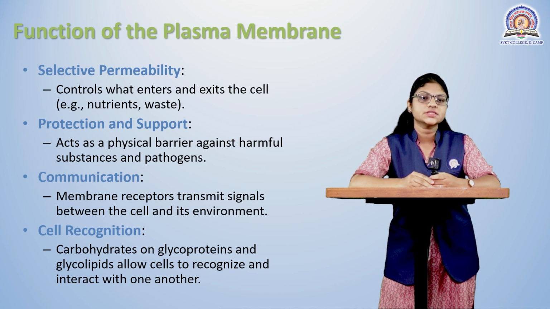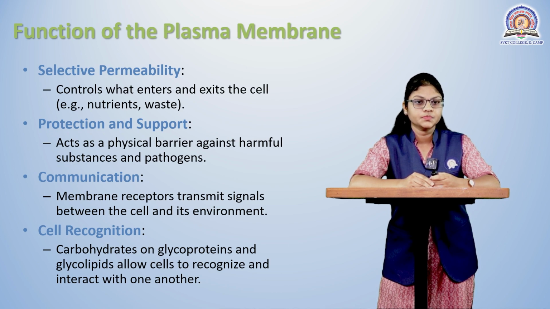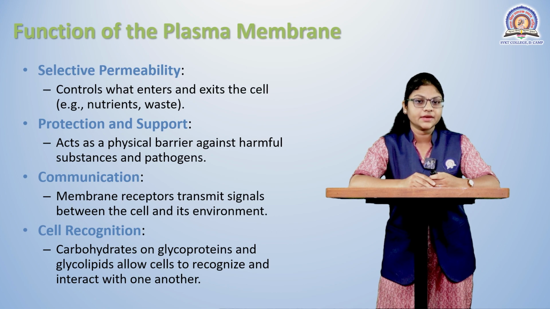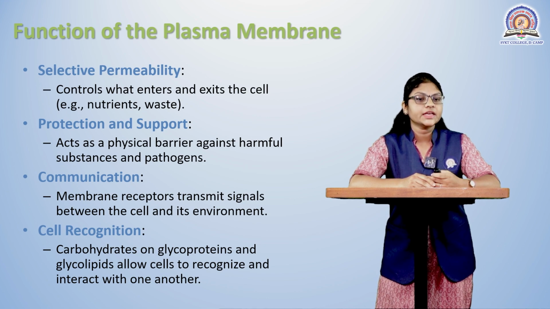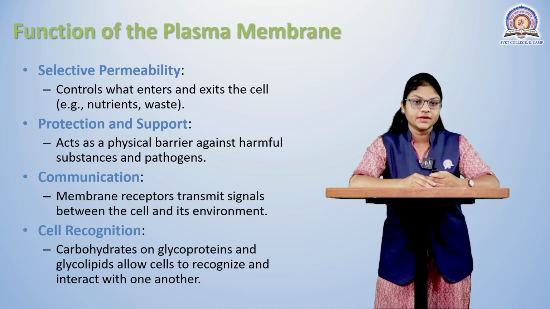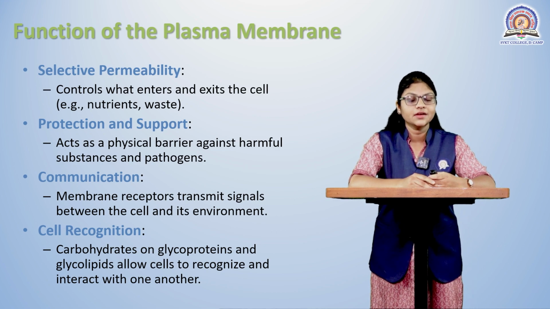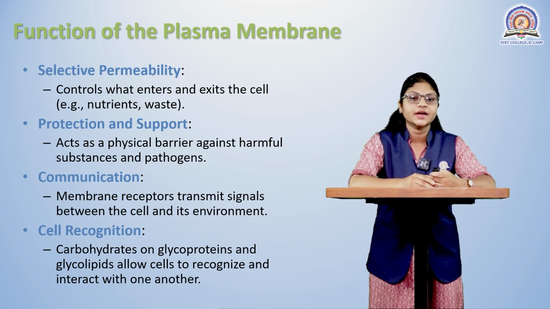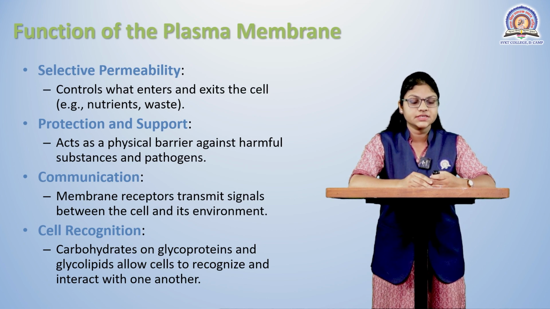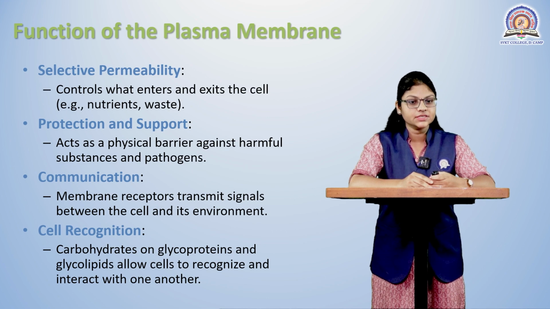The second function is protection and support. It acts as a physical barrier against harmful substances and pathogens that cause diseases. The next function is communication. Cell membrane receptors transmit signals between the cell and its environment. So cell to cell communication is carried out by the plasma membrane, and some signaling cascades are also performed in the cell.